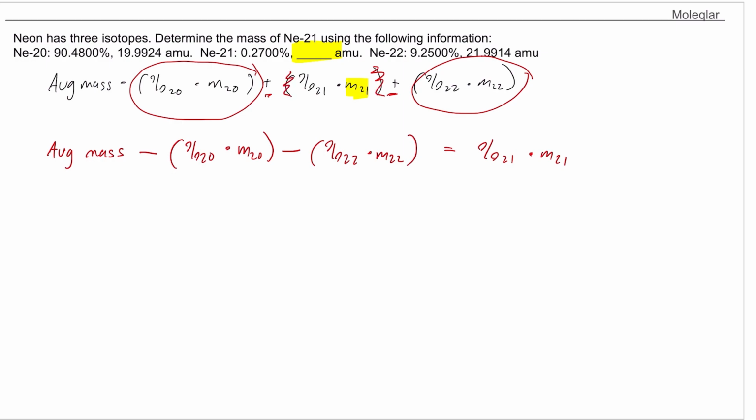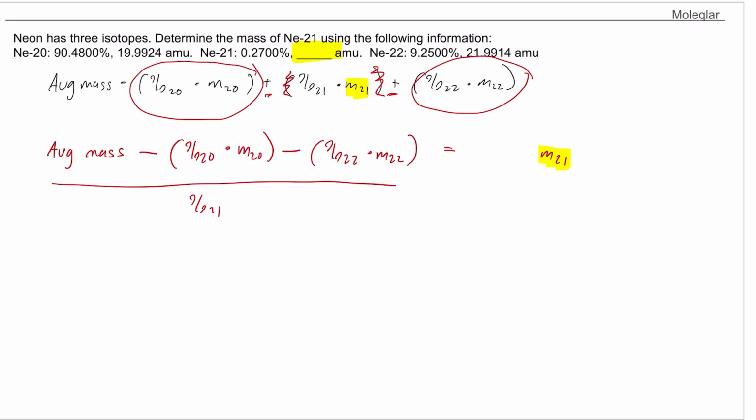The next step is trying to get M21 by itself. Right now it's multiplying by the percent of 21, and so the easy way of getting rid of that is dividing both sides by the percent of 21. Okay, so percent of 21, percent of 21. These will cancel out, and that means we can get rid of them altogether, and we are now solving for M21. Okay, so it's not that difficult, especially since we have brackets. We can move those expressions together, just change the operator, and then isolate for M21.